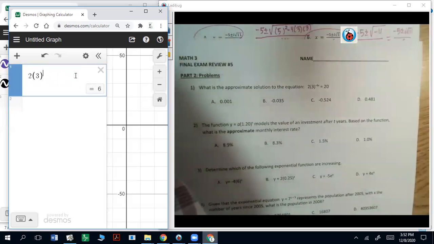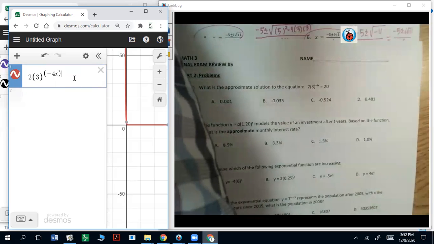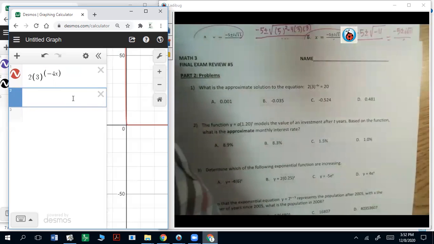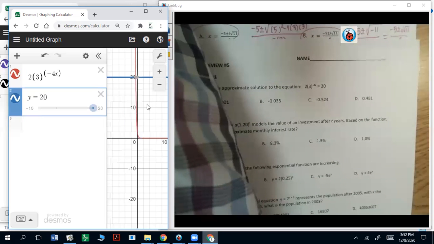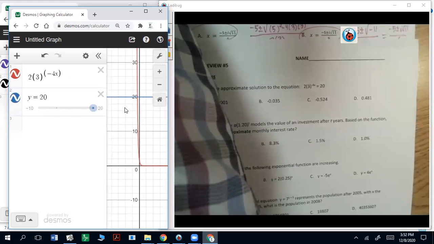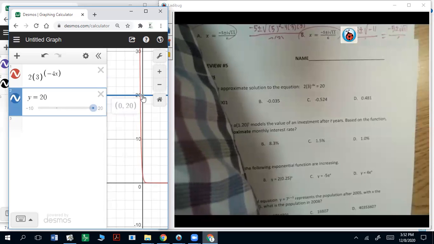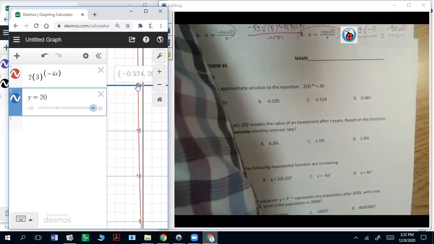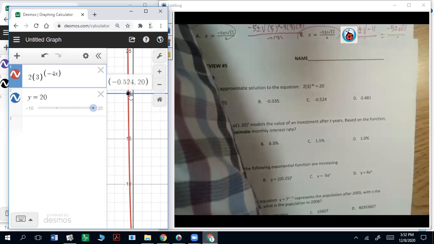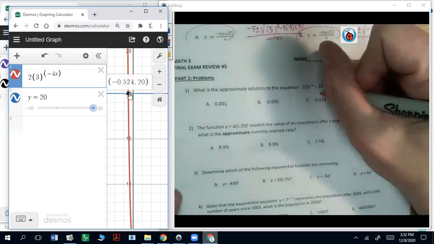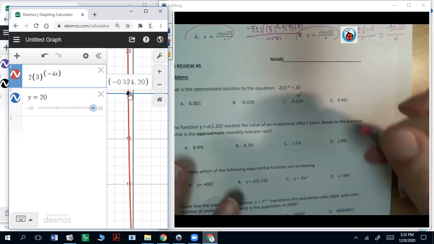So one way to do any equation is to use Desmos. Now in the parentheses, you'll have to put negative 4x, and then the second line will be y equals 20. And you can solve that just by seeing where they intersect. So that's going to give you negative 0.524.